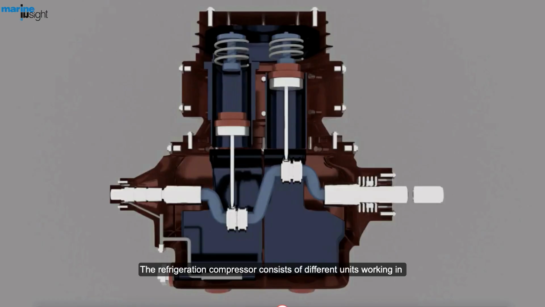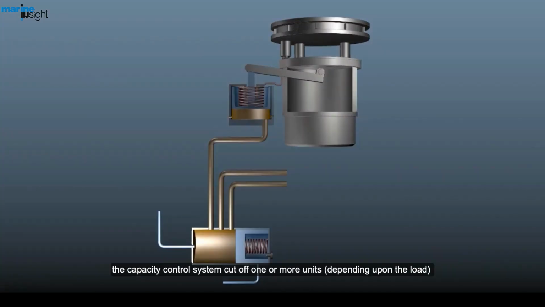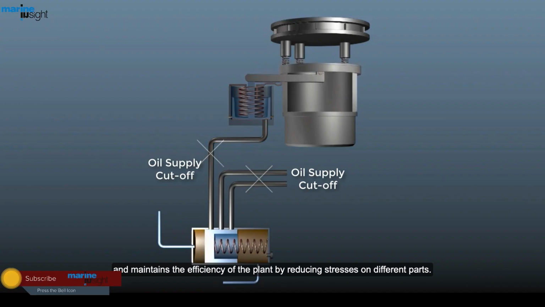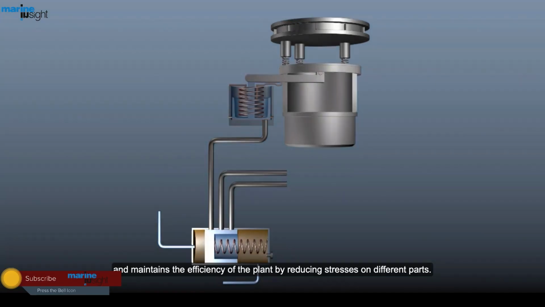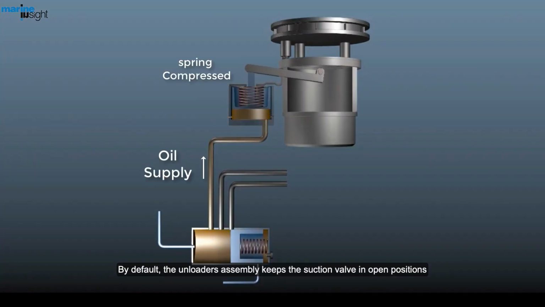The refrigeration compressor consists of different units working in parallel to cope with the load. As the load decreases, the capacity control system cuts off one or more units, depending upon the load, and maintains the efficiency of the plant by reducing stress on different parts. By default, the unloader's assembly keeps the suction valve in open position.